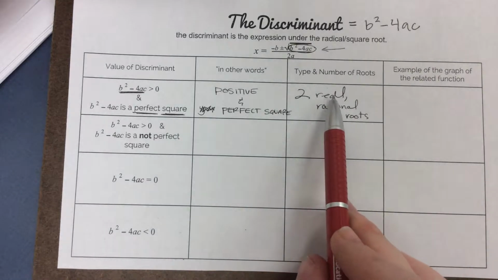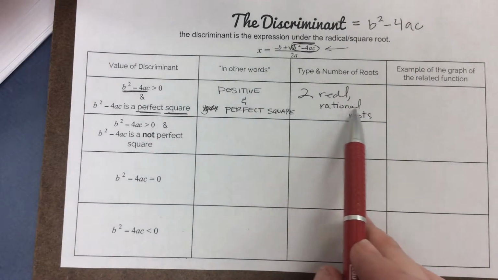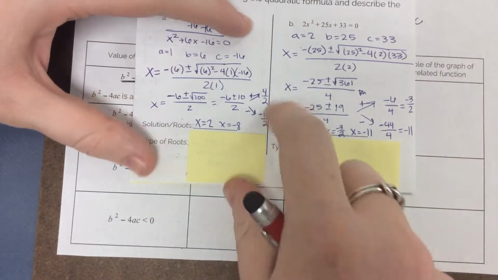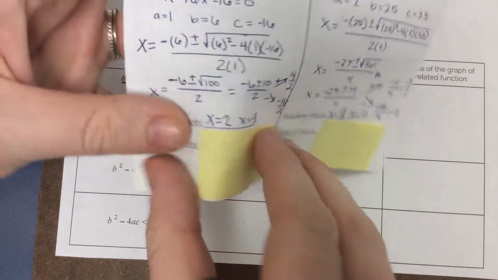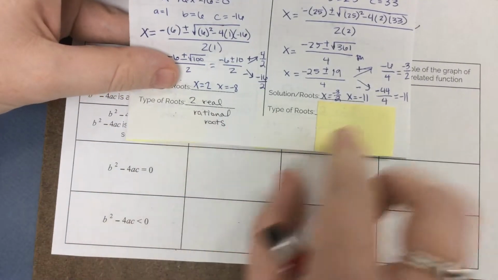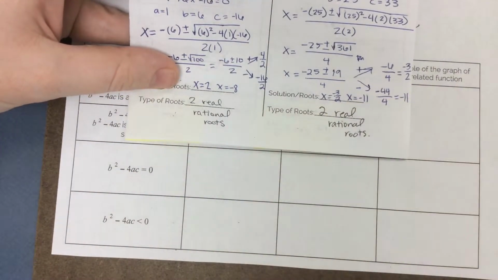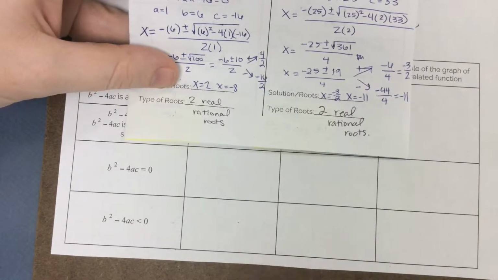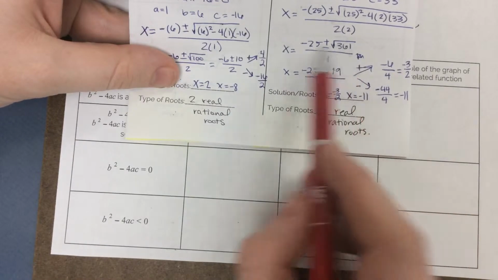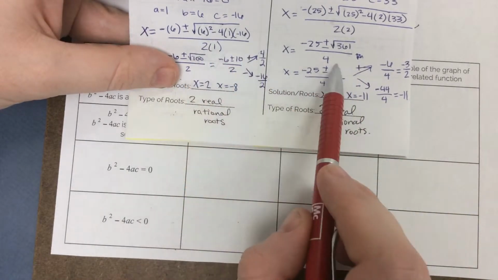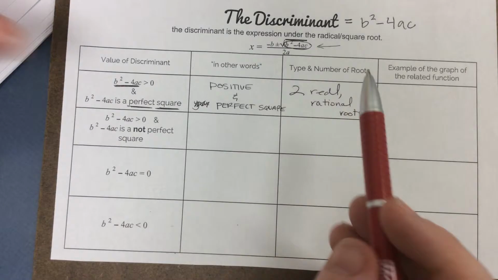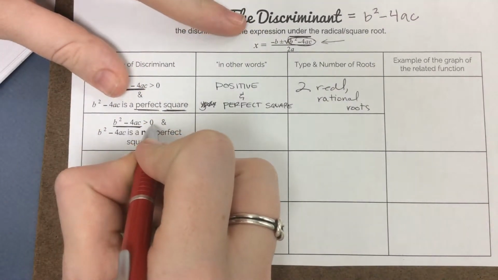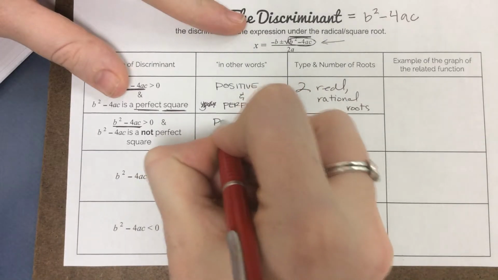What that means is they're real, they don't have an imaginary part, they're rational because they can be written as a fraction, and they're usually pretty easy. So you can write that here on the type of roots. You can write two real rational roots for both of those. Okay, both of those discriminants were perfect squares and they're positive. We're going to look at what happens if this discriminant is greater than 0. So again, it's positive.